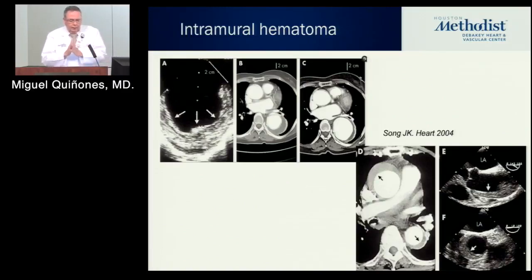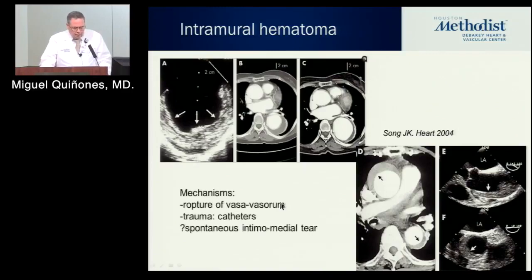A word about intramural hematomas. What are they? Well, interesting, these are some of the thoughts: a rupture of the vasa vasorum, or a spontaneous intimomedial tear are the two proposed mechanisms, other than, of course, catheter trauma, which obviously can happen. But notice that it's a whole different story now. What you have is this area where you have a hematoma with blood. So it looks almost like a thrombus, right? It looks like you have an aorta with a clot. But this is intramural, okay?